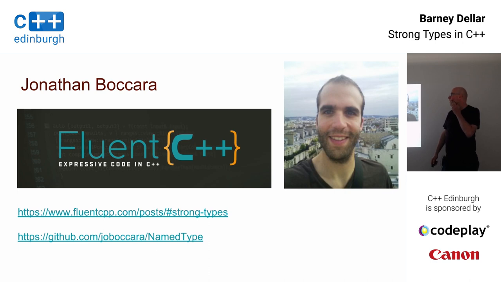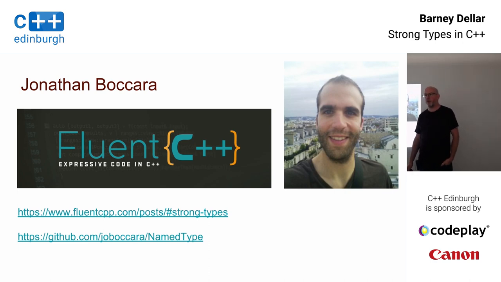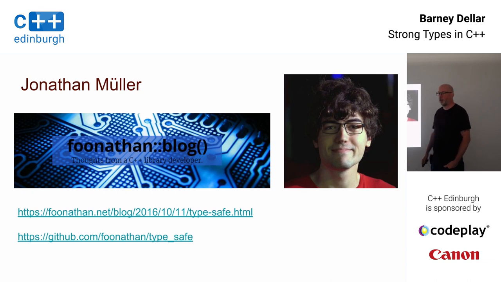Most of this talk was based on work from Jonathan Boccara, who I've shamelessly ripped off. These are the links to his blog and his GitHub, and his blog is fantastic, all about expressive C++. And this is Jonathan Muller, who has also blogged about the same sort of thing and has a fairly similar library on GitHub, although his goes a lot further, making strong types wrapped around integers that are clamps, that kind of thing.